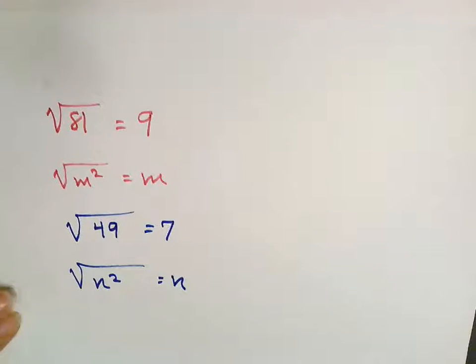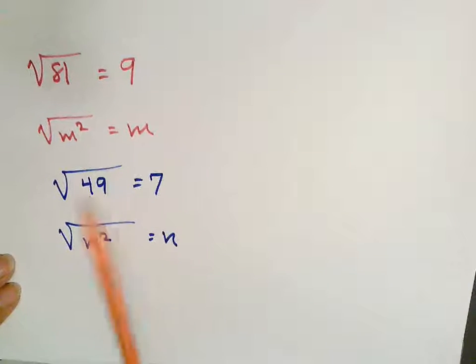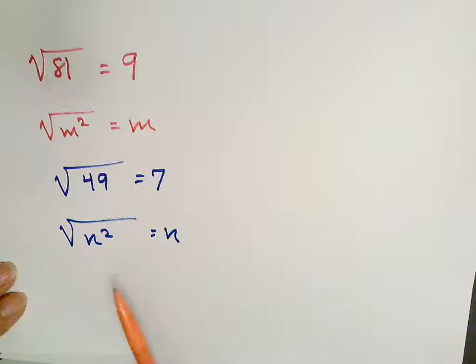So we look at the square root of 81 is 9, the square root of m squared is m. The square root of 49 is 7, the square root of n squared is n. So those are perfect squares.